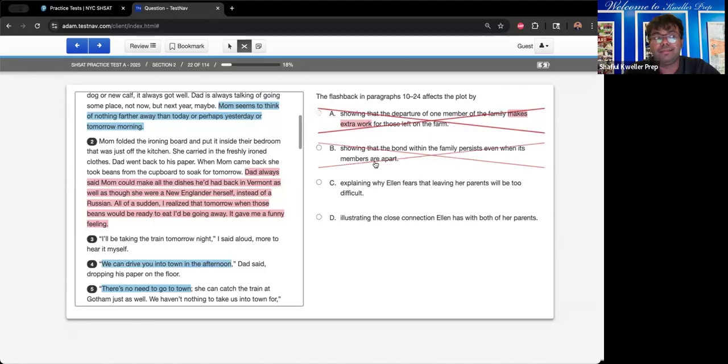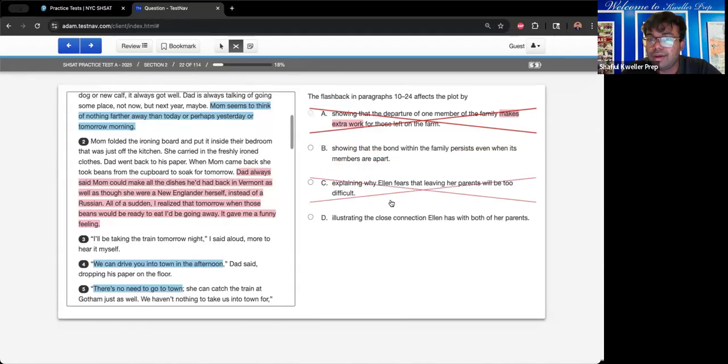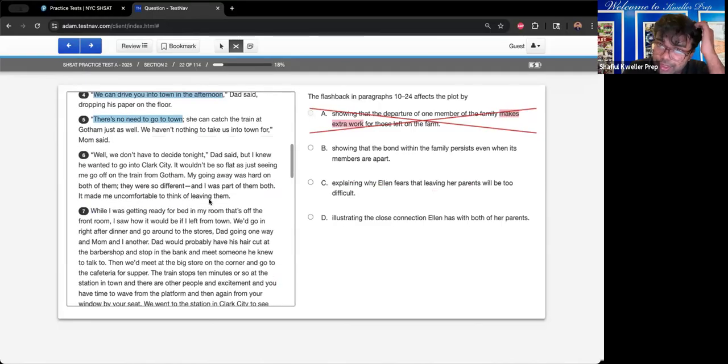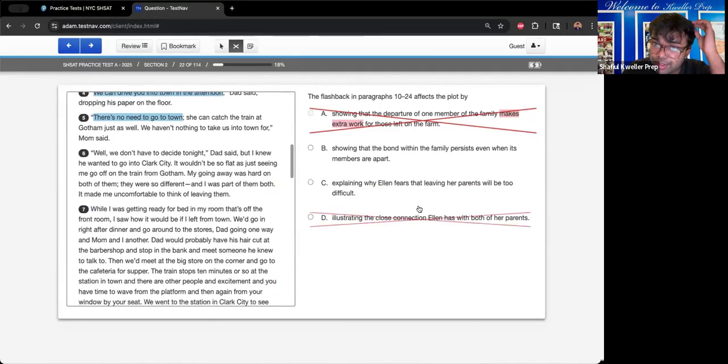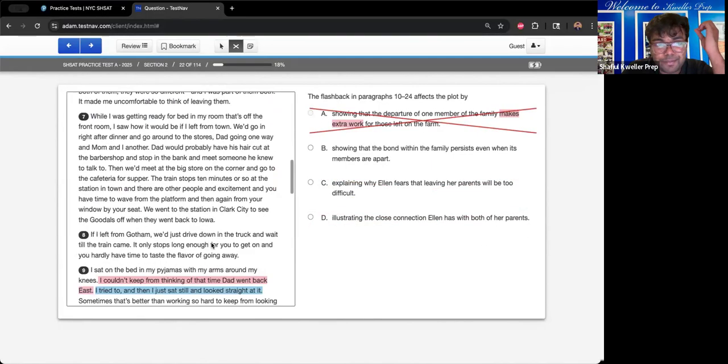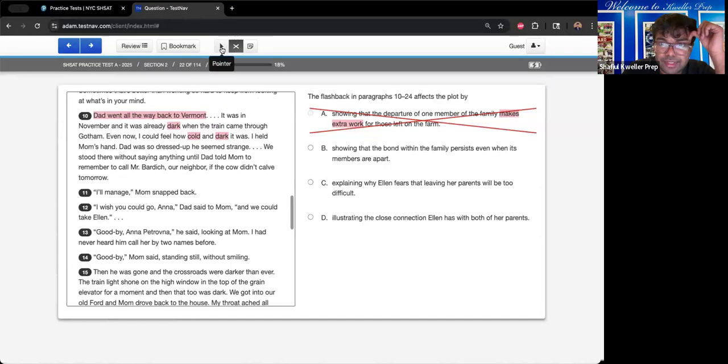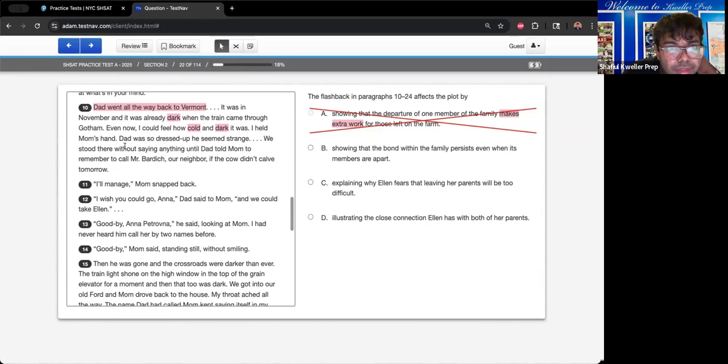I like B, showing that the bond within the family persists even when the members are apart. So I'll keep it. C, explaining why Ellen fears that leaving her parents will be too... Oh, wow. Okay, all of these are pretty good. And then D, illustrating the close connection that she has with both. Okay. Let's look specifically now, because I have a feeling all of these are good, unless someone wants to point out why it's not an answer choice. Let's look deeper.